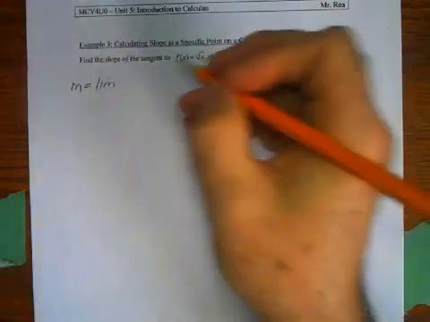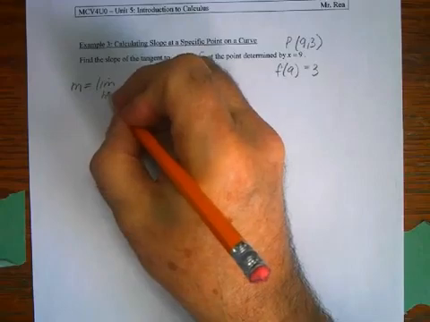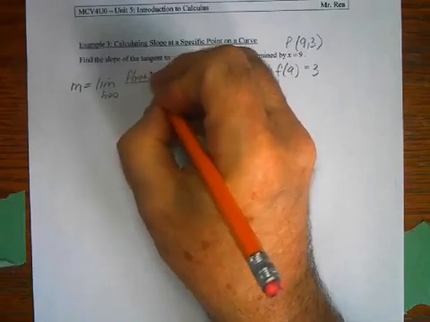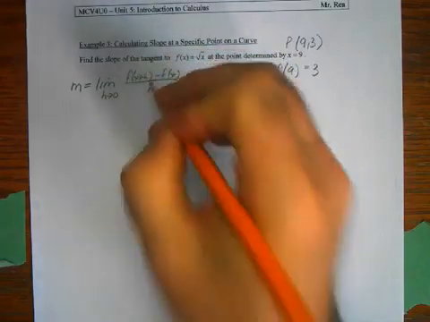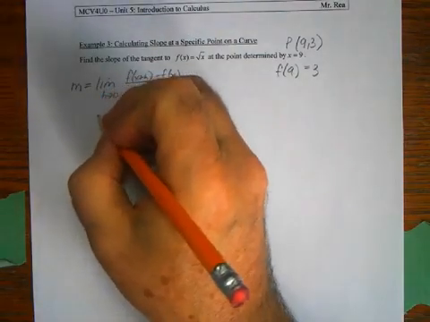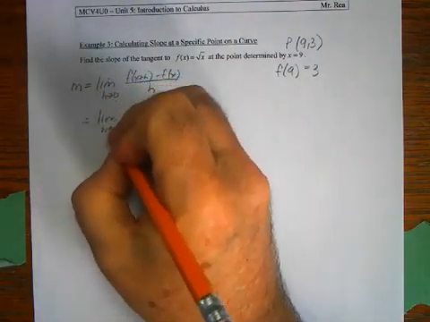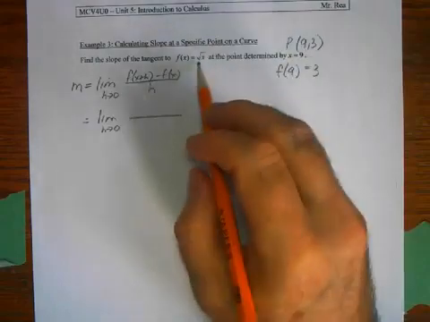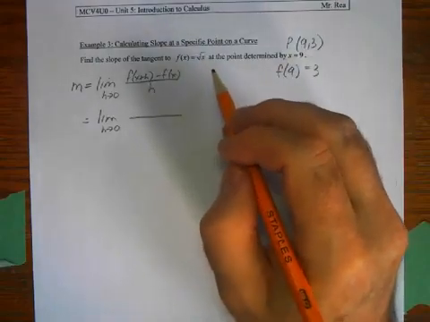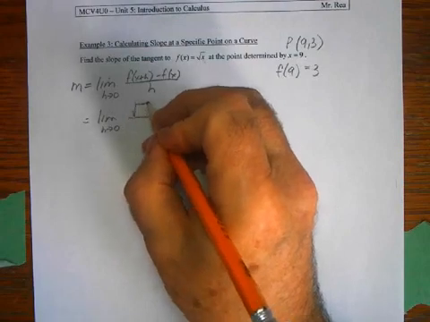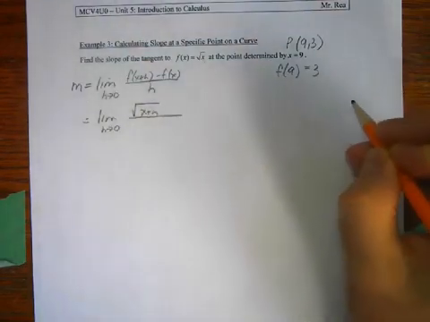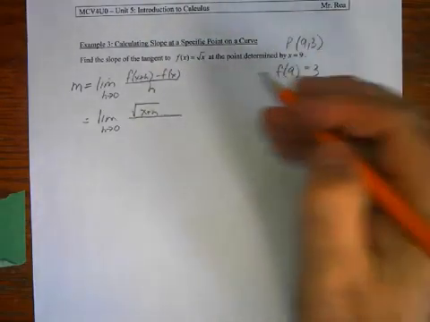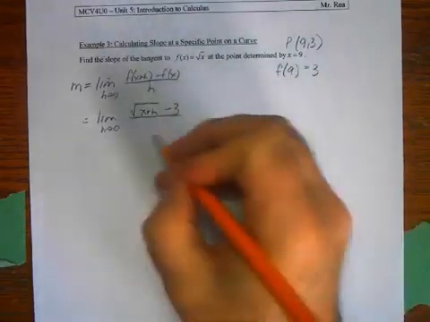So the slope that we're interested in is the limit as h approaches 0 of, and here's our generic, f of x plus h minus f of x over h. Okay, limit as h approaches 0. So f of x plus h is just plugging in x plus h under the square root, so f of x plus h is the square root of x plus h, and subtract f of x, in this case that's our f of 9, so that's actually equal to 3, and that's over h.